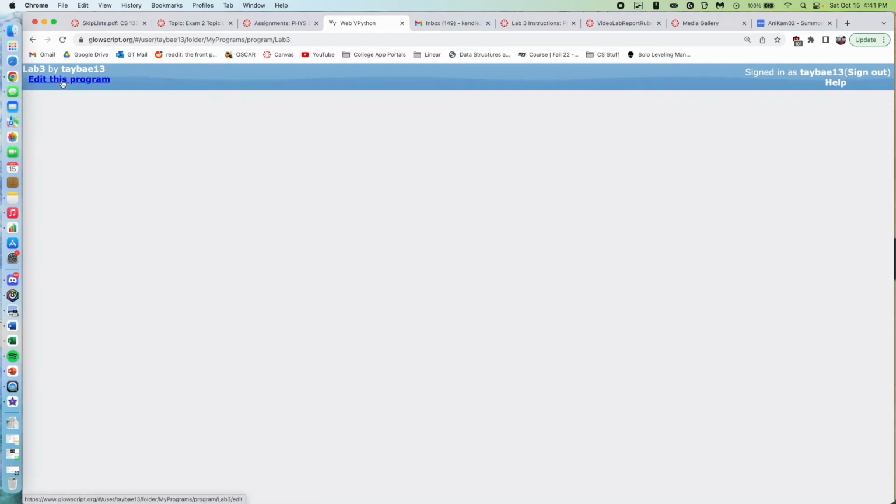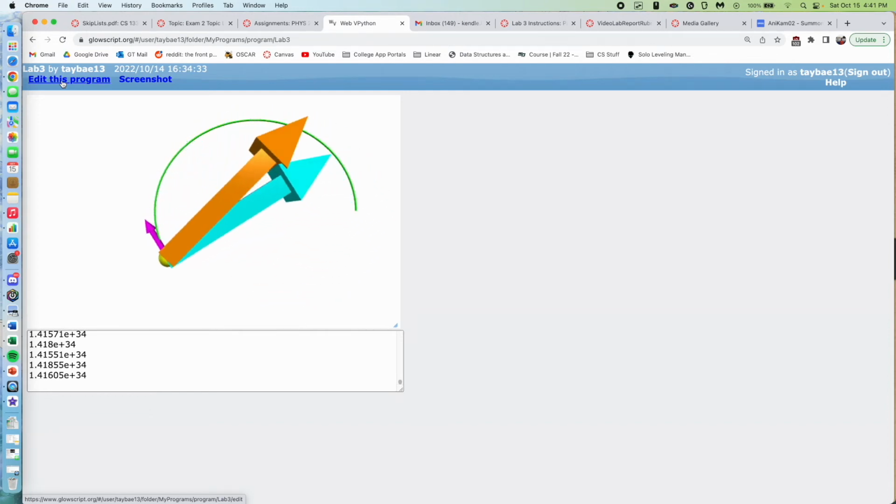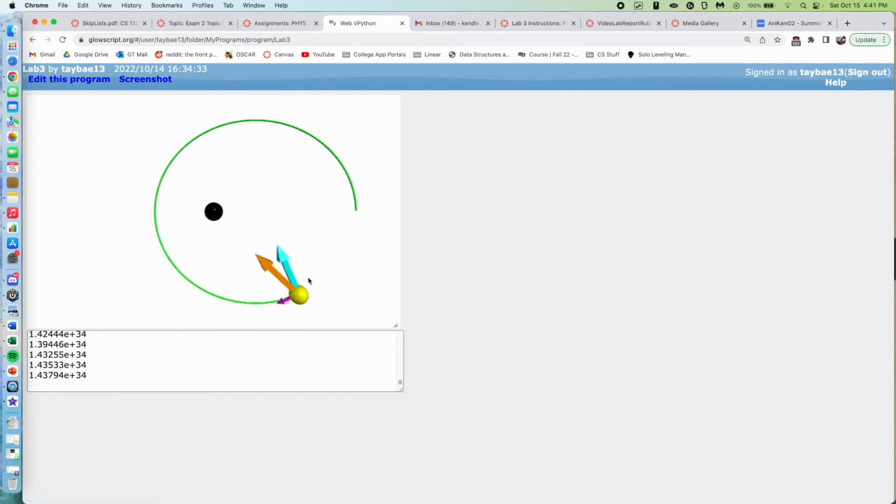And running the program, we can see the arrows that represent the parallel and perpendicular components, as well as the actual net force, the orange one. And you can see that those get a lot bigger as you get closer to the black hole because the magnitude of the force gets a lot bigger. And here we can see the calculated mass of the black hole. It's around 1.4 times 10 to the power of 34 for each time step. And you can also see the results for the net force as well as the parallel and perpendicular components.